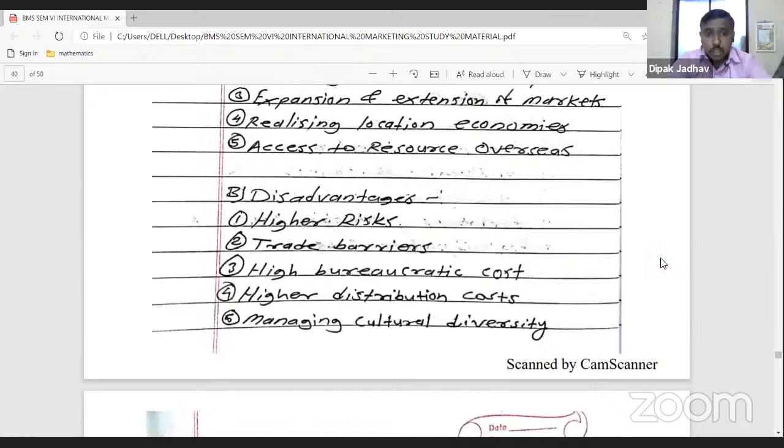And there is a higher distribution cost. I will quote an example of that: when you are going to distribute your products in the USA or in European countries, the distribution cost is much higher than in other countries. So ultimately the distribution cost is there, and we need to find out how to manage it.